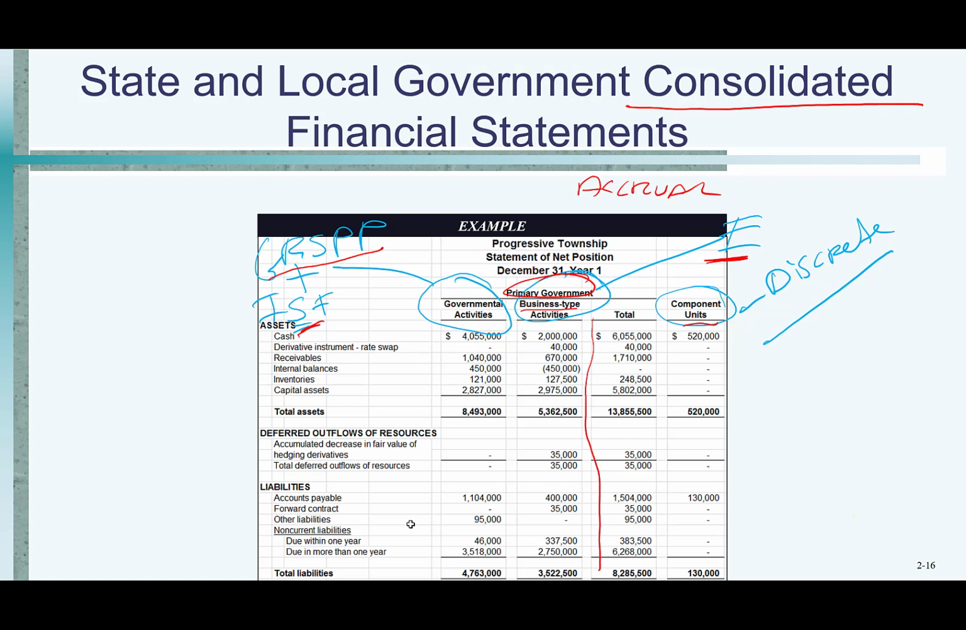What's a special purpose government? A government that has a singular purpose, like a school district. What's the singular purpose of a school district? I believe the children are the future. All that stuff, right? Okay, and so what happens?